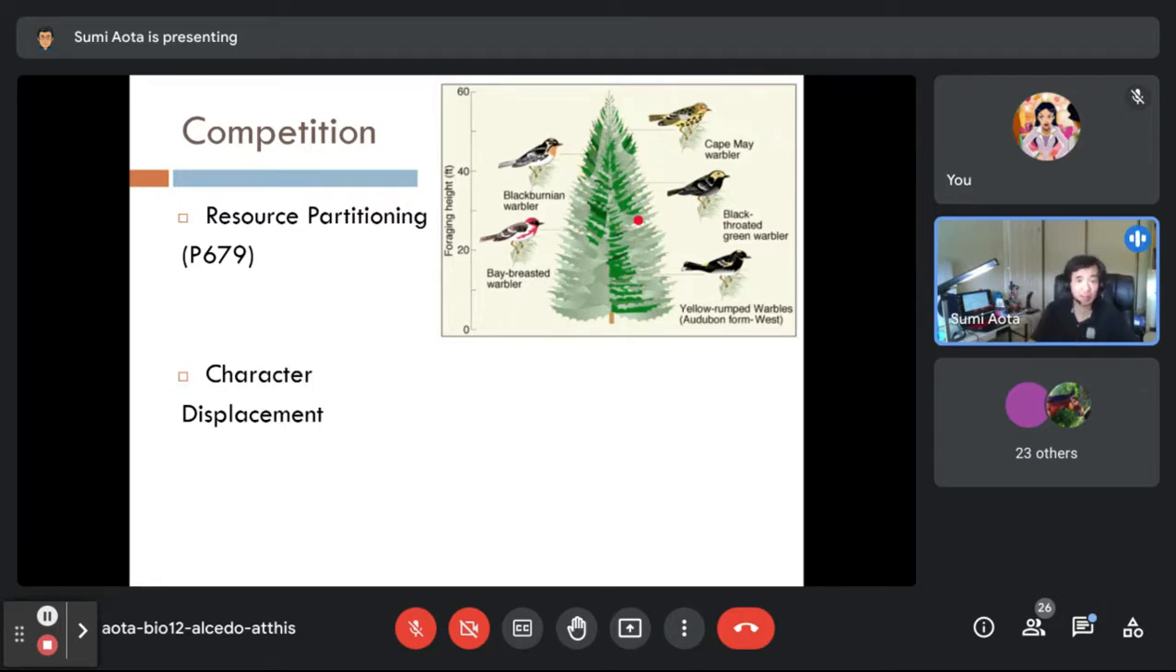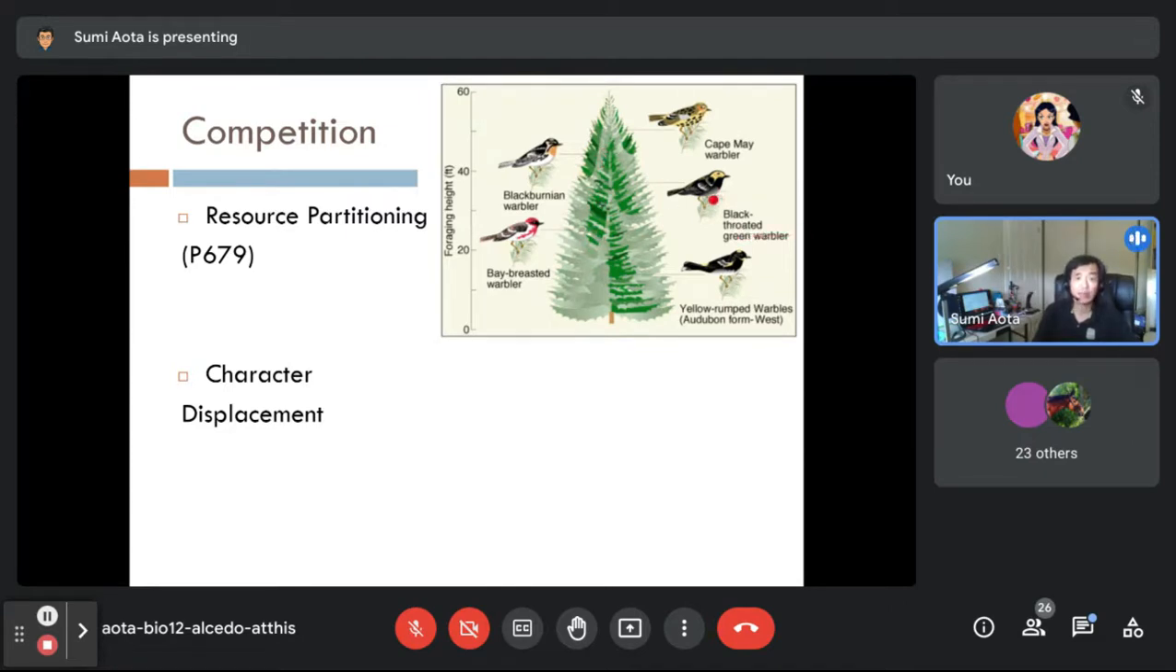such that they lower the amount of competition, because the yellow-rumped warbler now only uses the interior portion of the tree. If a bay-breasted warbler comes in and it is going to compete at the same level, then the bay-breasted will move up higher.